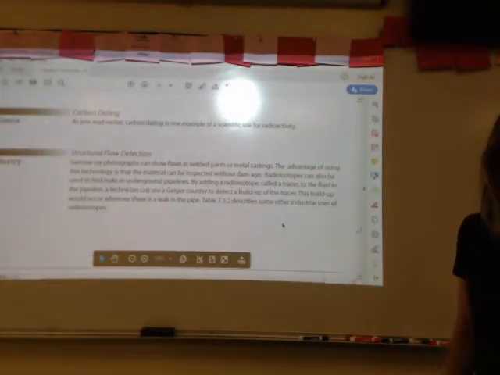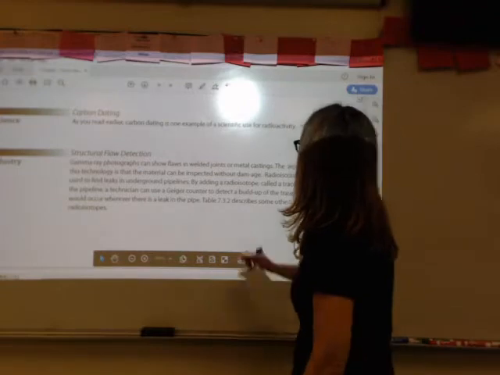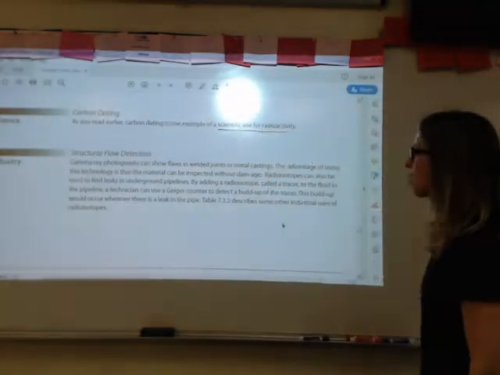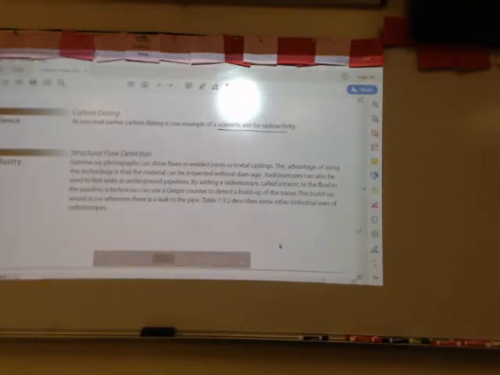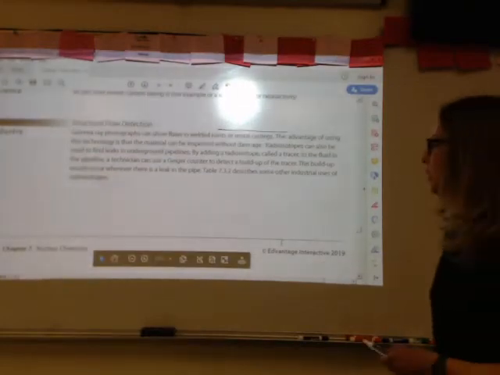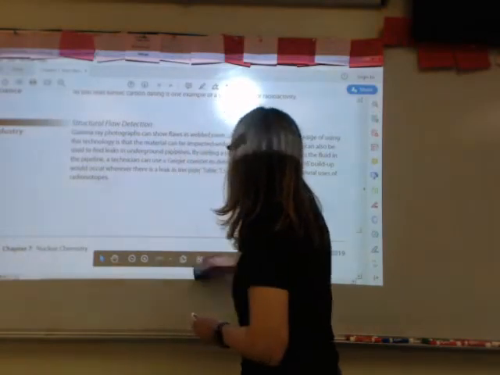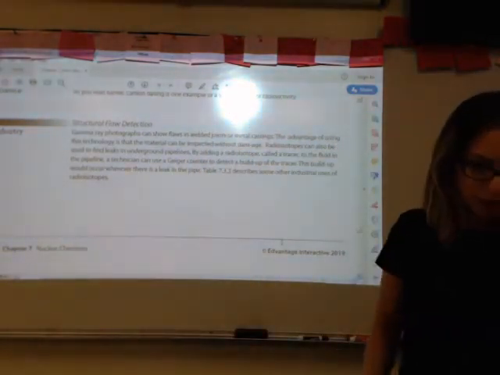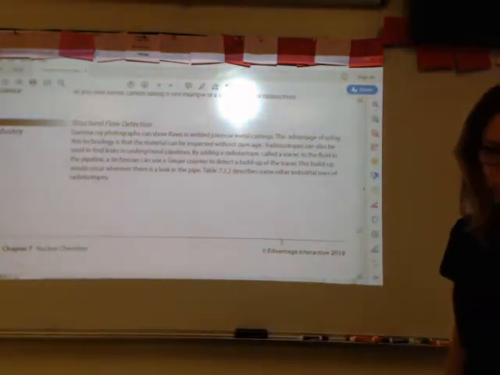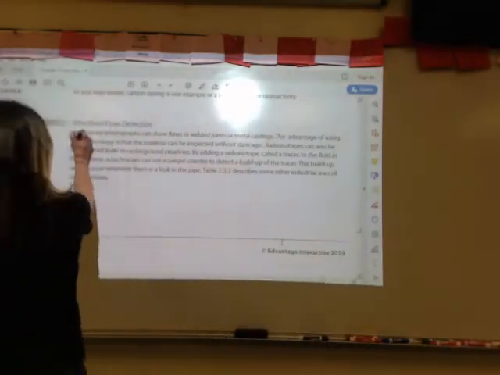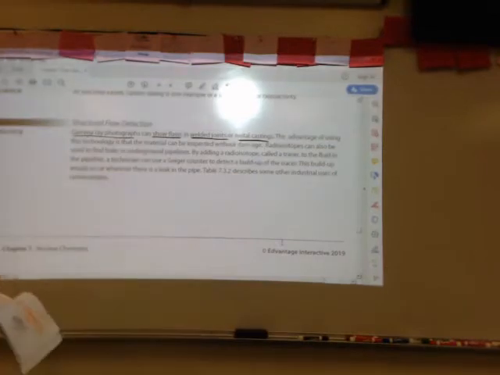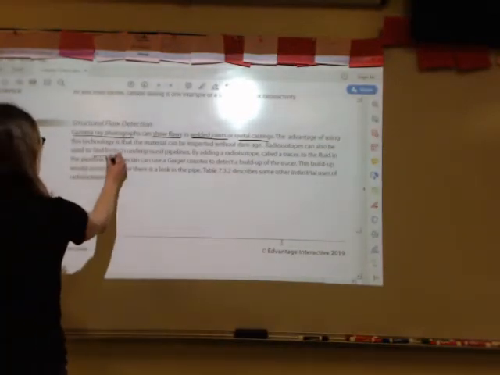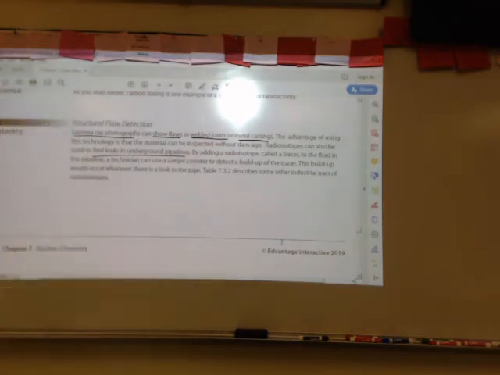In science, carbon dating is an example of a scientific use for radioactivity, where we can figure out how old something is by the percent of carbon-14 present. In industry, they can use something called structural flaw detection. This is where you have gamma ray photographs that have the ability to show flaws in welded joints or metal casings. And radioisotopes can also be used to find leaks in underground pipelines.